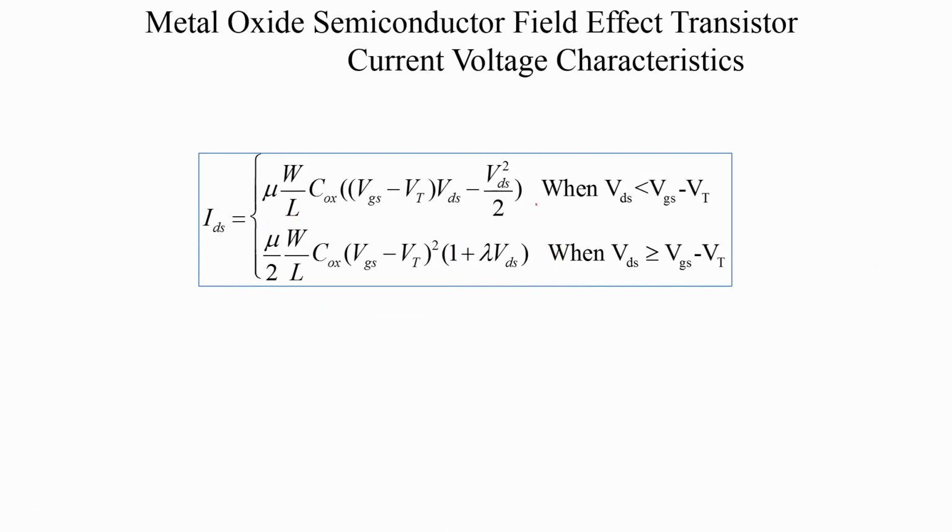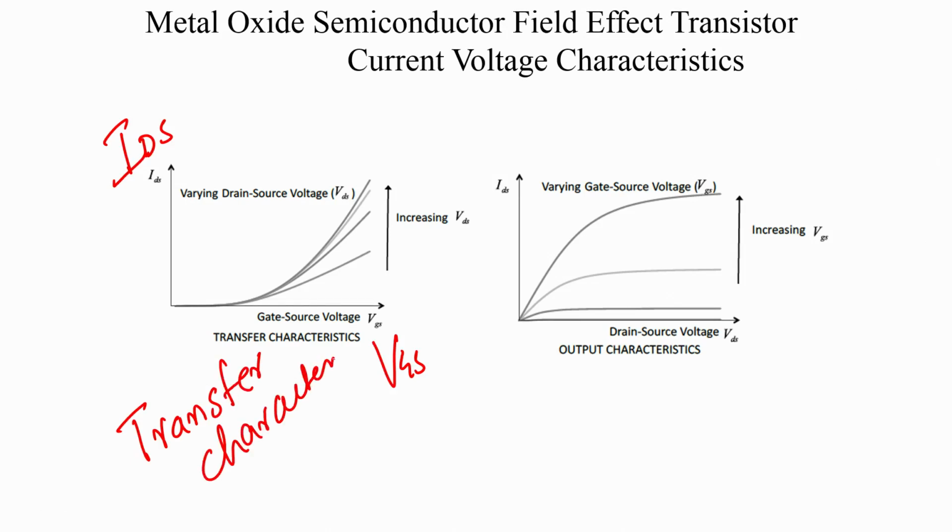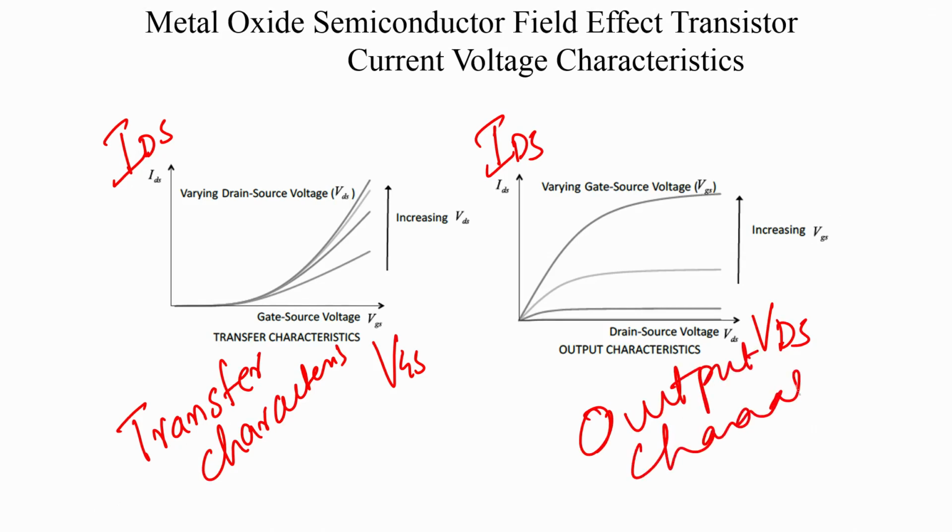So, now given these two equations, which are the current voltage characteristics of the MOSFET to the first order, what do the plots look like? We have two plots. We have the drain to source current versus VGS, which is called the transfer characteristics of the MOSFET, and we have the drain to source current versus VDS, which is the output characteristics of the MOSFET.